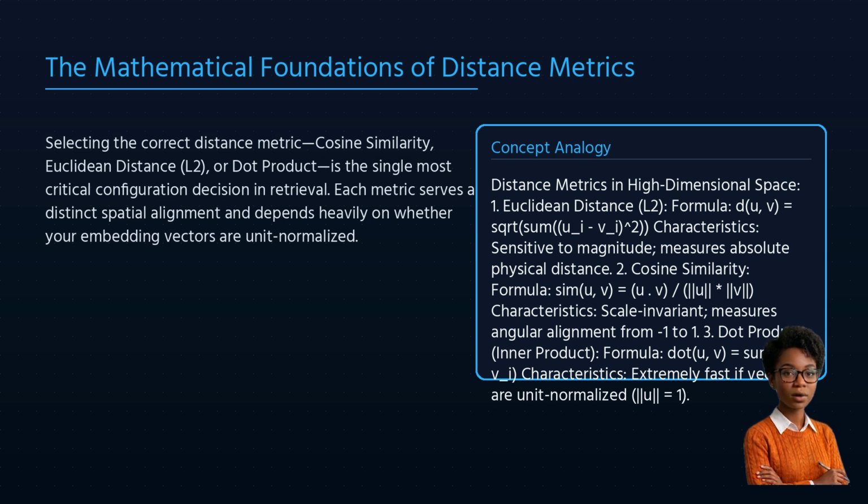Second, cosine similarity measures only the angle between vectors, completely ignoring magnitude, which is perfect when document lengths vary. Third, dot product measures both angle and magnitude. If your embeddings are perfectly normalized to unit length, dot product is mathematically equivalent to cosine similarity but operates much faster because it skips the expensive square root divisions. Knowing when to use which is critical for optimization.